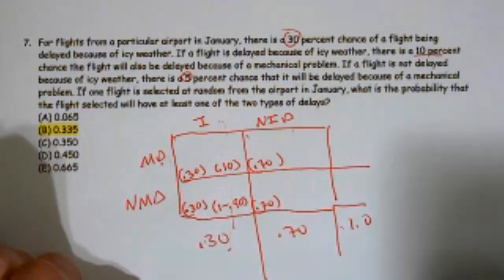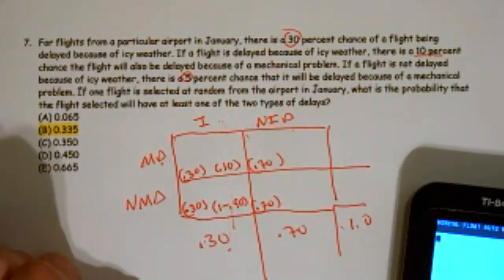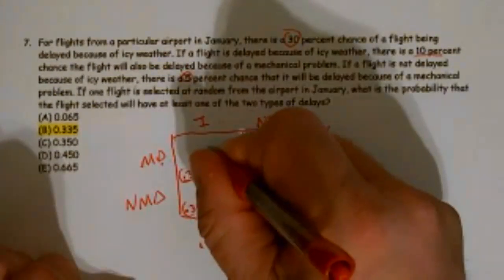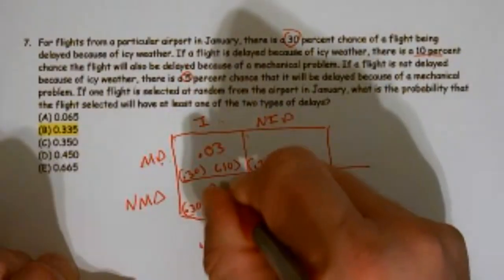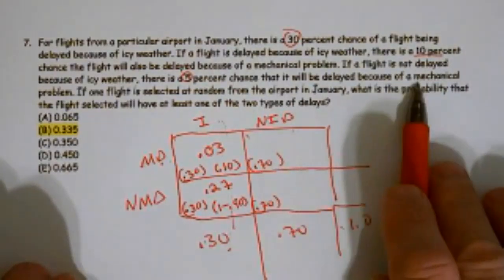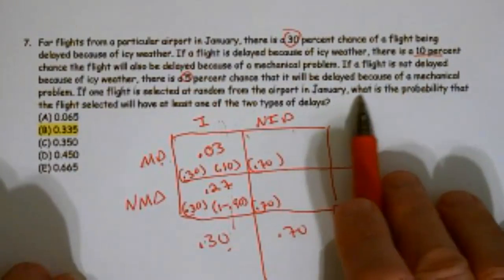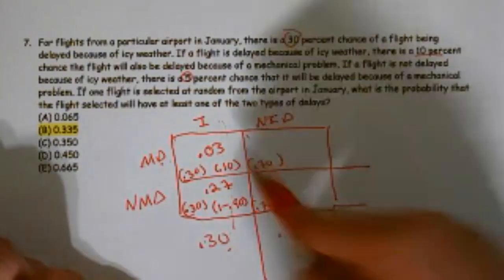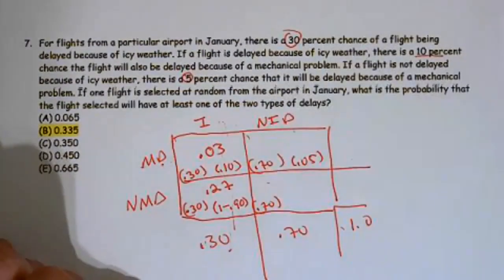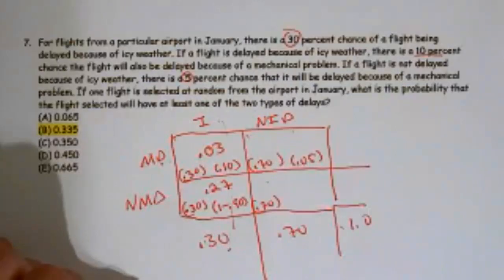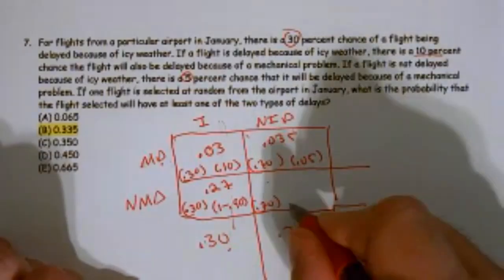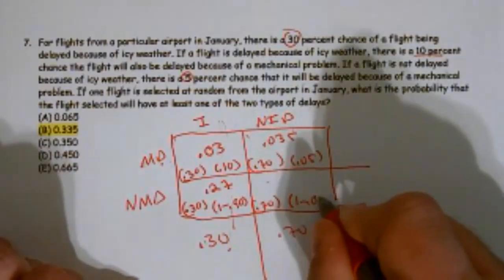So let's go ahead and multiply those real quickly. I don't trust myself tonight. So 0.03. And this is 0.27. The next thing is if a flight is not delayed because of icy weather, there's a 5% chance it will be delayed because of mechanical. Okay, not ice, but there's a mechanical chance of 0.05. So this ends up being 0.035. And this ends up being 1 minus 0.05 or 0.95.